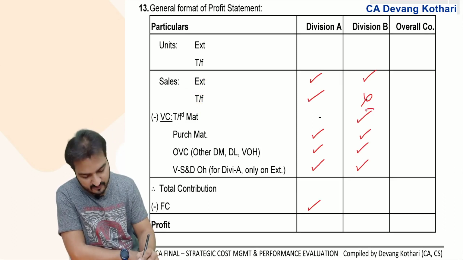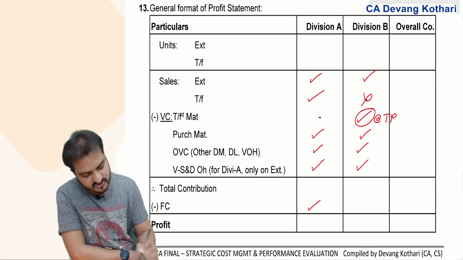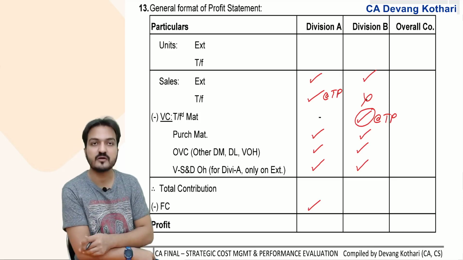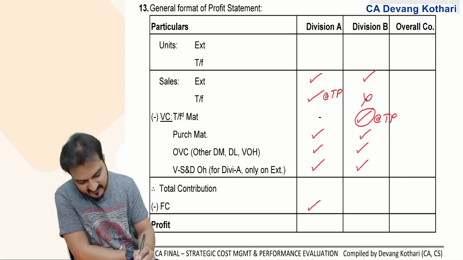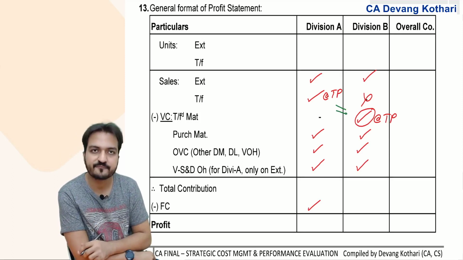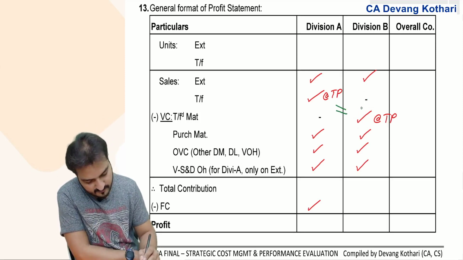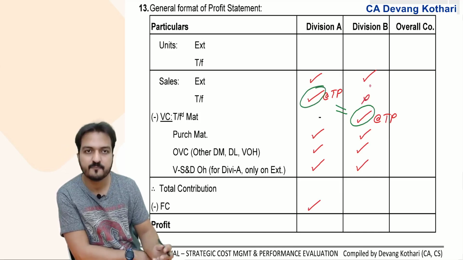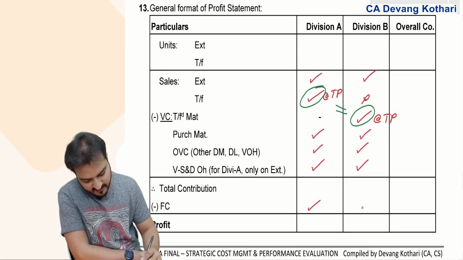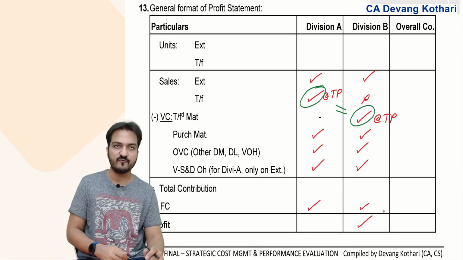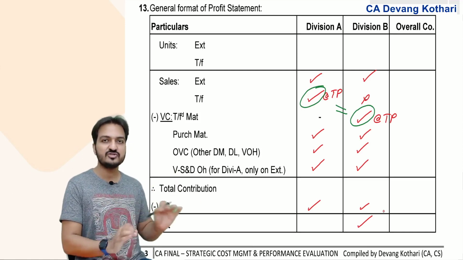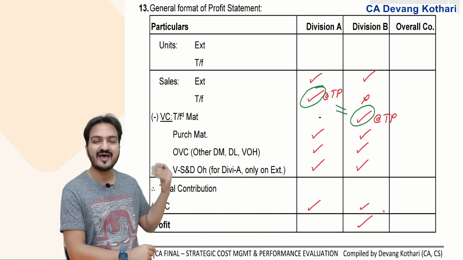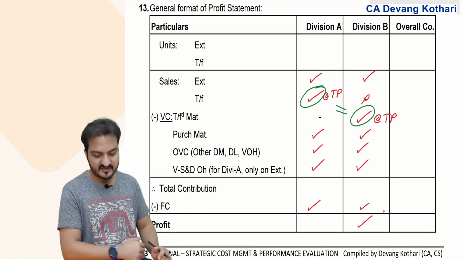Cost of transferred material that you write here will be as per the transfer price. Same as the transfer price which is used in recording transfer sales of Division A. That is the reason I said that these two should tally. This and this should tally. Accordingly, that should give you Division B minus fixed cost, which will give you Division B profit and accordingly overall profit. This is a general format of profit statement whenever they ask you to show division-wise profit and overall profit.